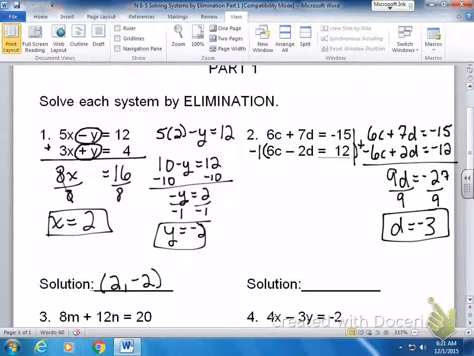Now I can go back and plug that into either equation and solve. I'm going to plug it into the top one. So I'm going to say I have 6c.